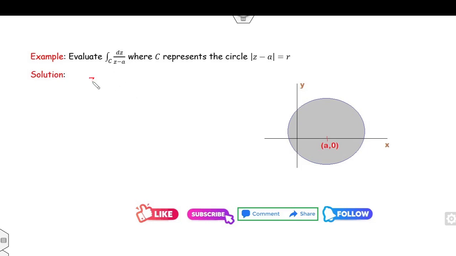Now, what is the equation of the circle? z minus a is r e raised to power i t. And in this case, it's a complete circle. So my t is from 0 to 2 pi. Fine.